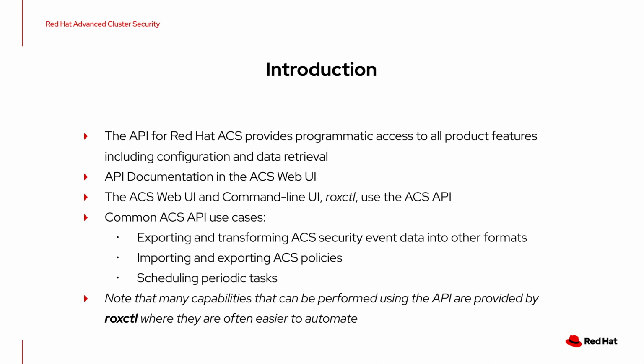To start with, the API for ACS provides programmatic access to all the product features. So for data retrieval, for configuration, everything that you see in the UI is done through the API. And so you can do anything that you see in the UI with the API. The documentation for the API itself is available through the ACS web user interface. And we'll take a look at that a little bit later.